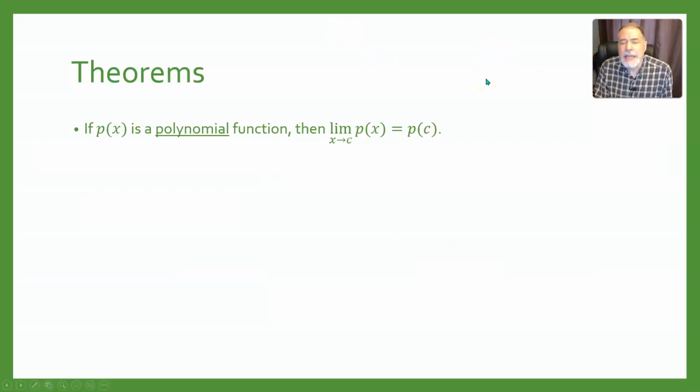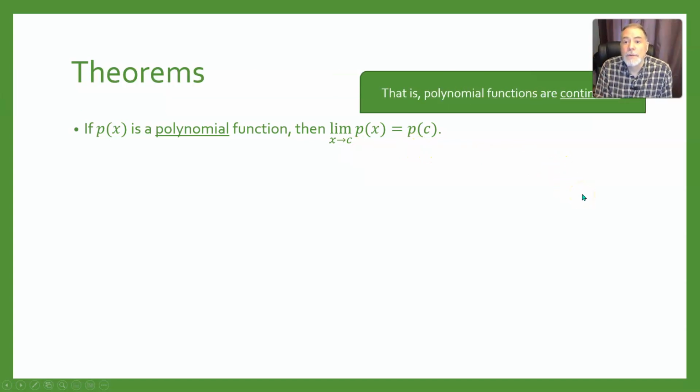But this was an example of a polynomial function. And we can take it as a theorem that if you have a polynomial function, the limit as x approaches any particular number of that polynomial function is just the same as the value you get when you plug in that number. The limit of p of x as x approaches c is just p of c. In other words, polynomial functions are continuous. I'm not going to talk much more about what continuous means in this video, but it kind of deserves a video all to itself.